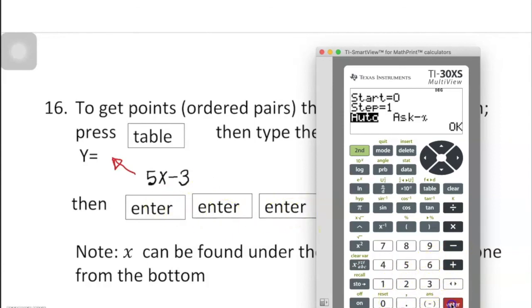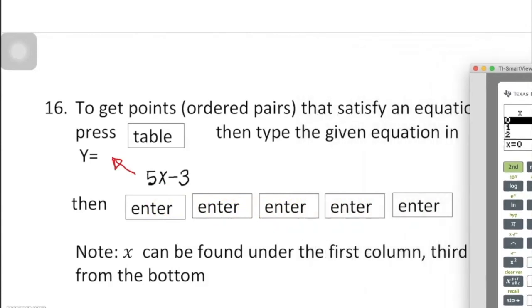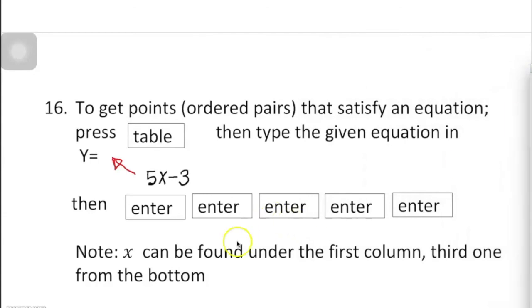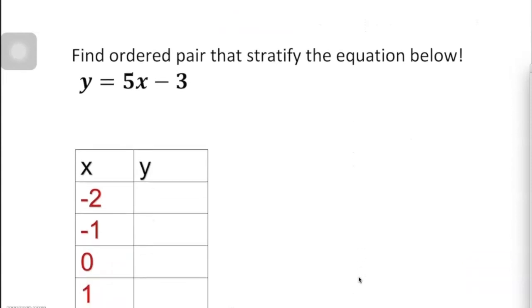How many times? 4 times. Enter, enter, enter, enter. One more time. As you clearly see, this gives me all that information. So x can be found under the first column. Here you go. So let's take a look here.